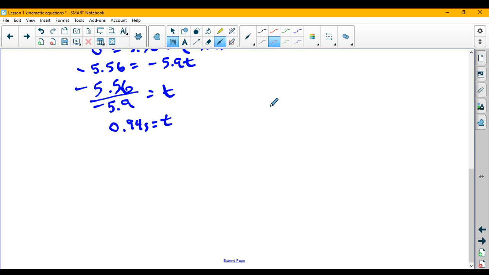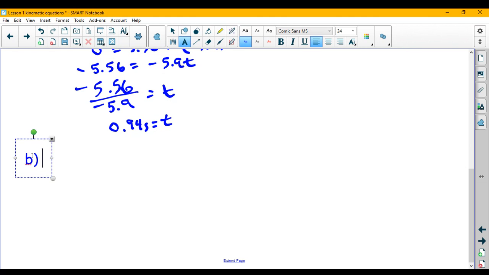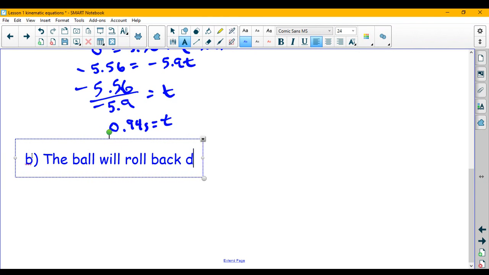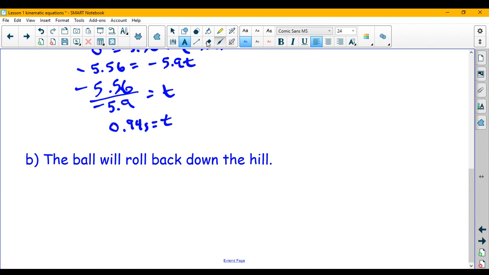So let's first write out part B. So it's in our notes. Part B is pretty straightforward. B, the ball will roll back down the hill. Excellent. Okay, so the next part of this is to think about part C.